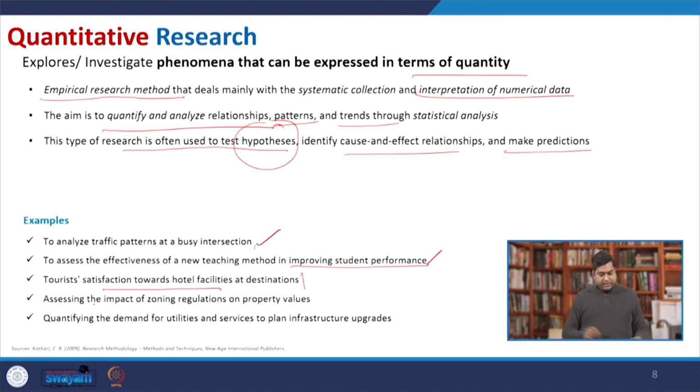And assessing the impact of zoning regulation on property value. So this is again a planning case, where you can make certain zonal regulations, and then accordingly see how the land value or the property value is going to change. The other example is quantifying the demand for utilities and services to plan infrastructure upgrades.